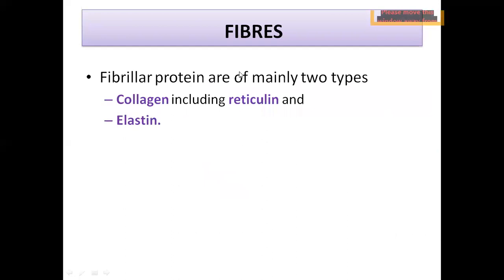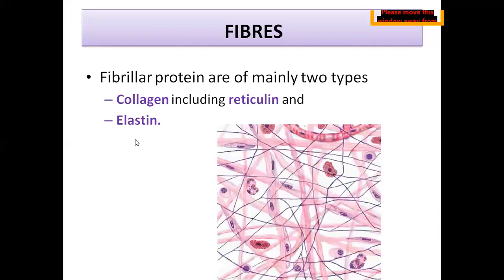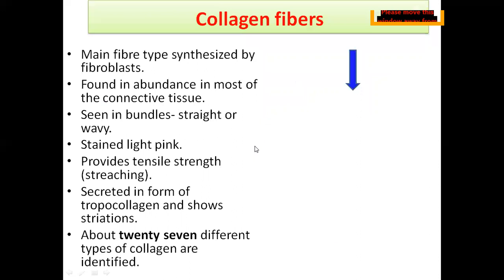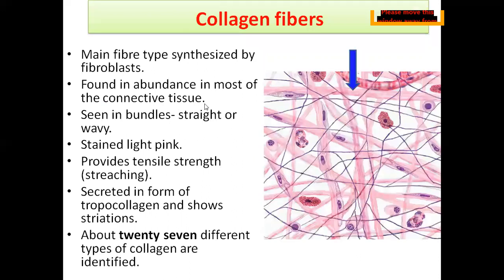So fibrillar proteins are of mainly two types. We have collagen fibers and reticular fibers, and elastin fibers. Different directions you are seeing now. Let us elaborate each one. The one shown with the blue arrow, in bundles, these pink thick bundles over here are all collagen fibers.